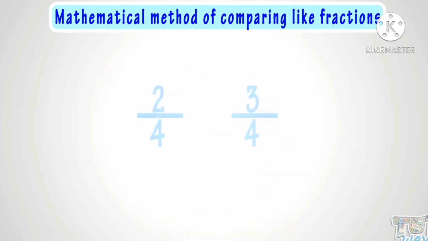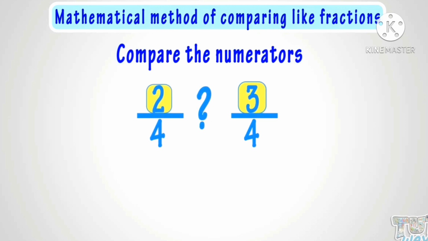Now can you tell me which fraction is smaller, 2 by 4 or 3 by 4? Let us see. Compare the numerators. Yes, 2 is smaller than 3, isn't it? So the fraction 2 by 4 is less than 3 by 4.